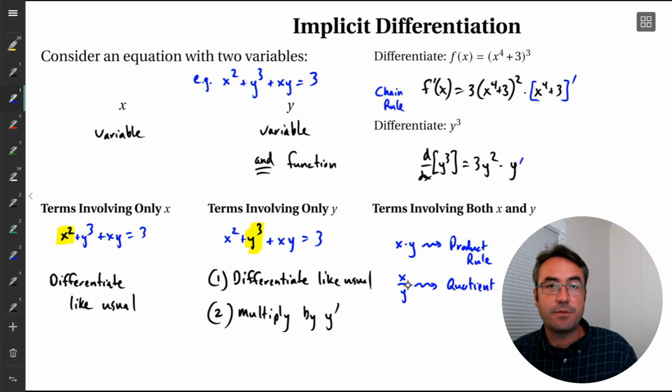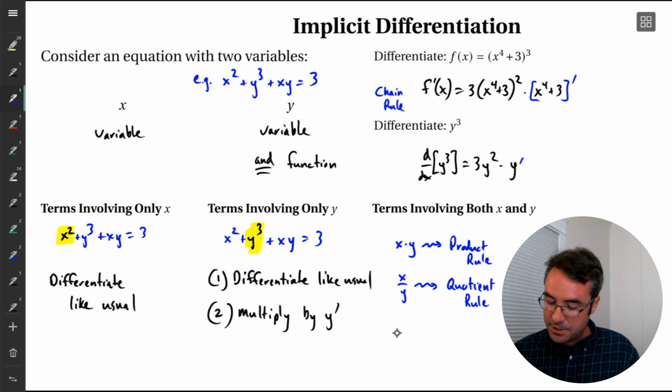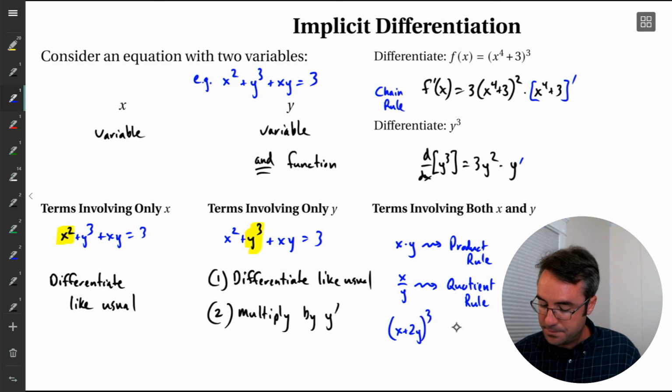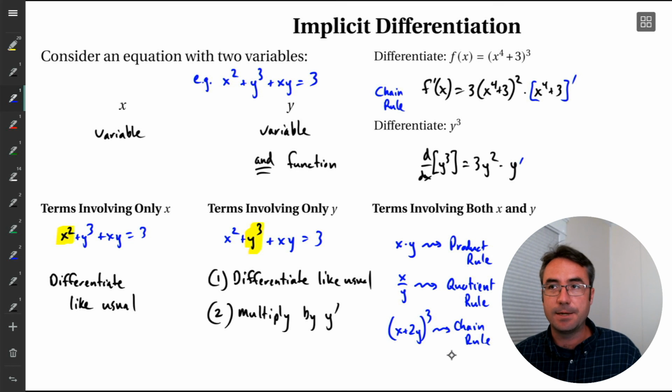So if you have a term involving both x's and y's, you might have to use some of our bigger rules, product rule, quotient rule, or maybe you have something a little more complicated. Maybe you have something like x plus 2y cubed. So there are x's and y's inside an outer function, and you'd have to use chain rule. So it all depends on what's going on with your function. But if you have a term involving both an x and a y, you might have to use some of our bigger rules in order to differentiate it.